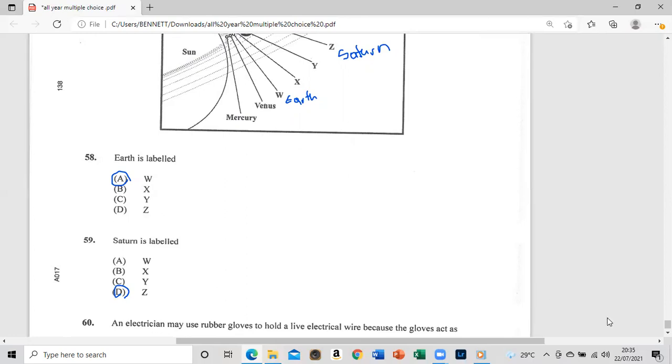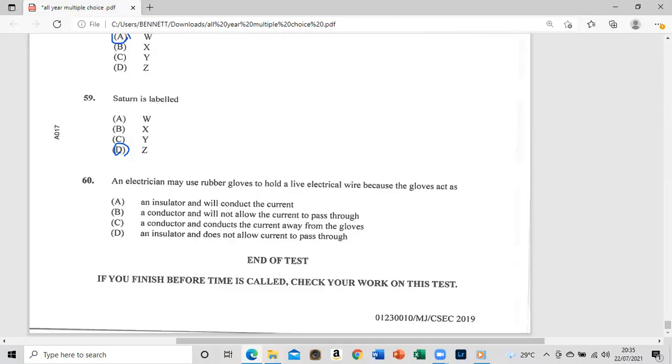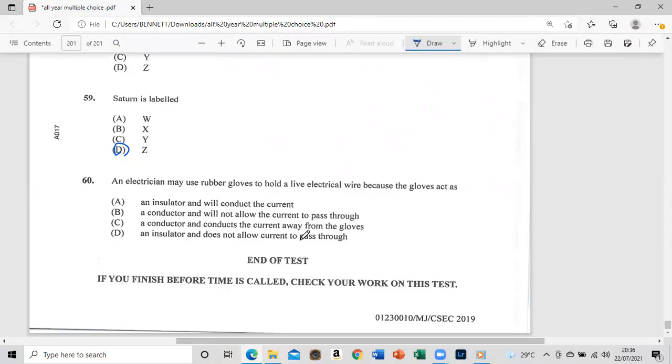Let's move on to the final. And then we say the end of the test. An electrician may use rubber gloves to hold a live electrical wire because the gloves act as, is it A, an insulator and will conduct current? No, sorry, that's dead. B, a conductor and will not allow the current to pass through? No, a conductor will allow it to conduct. C, a conductor and conducts the current away from the gloves. D, an insulator and does not allow current to pass through. Or surely they would die.